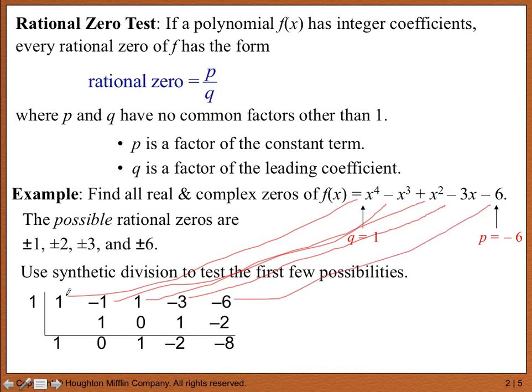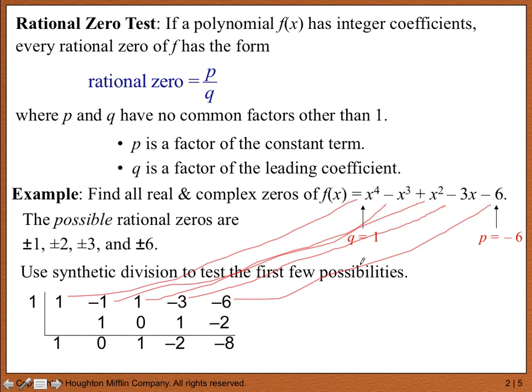See how this 1 is just the coefficient of x to the 4th. This negative 1 is simply the coefficient of x cubed. This 1 is simply the coefficient of x squared. This negative 3 is the coefficient of negative 3x. And this negative 6 is the constant term, negative 6.